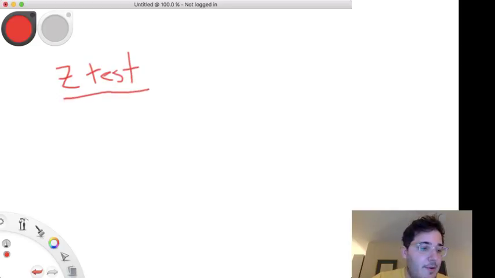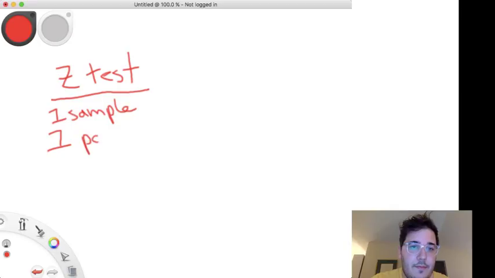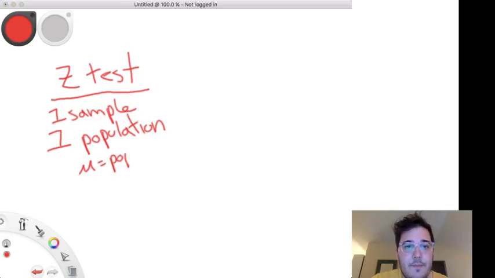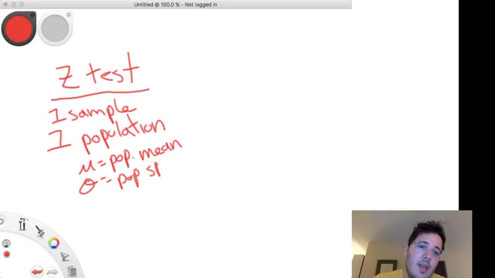So a z-test, remember, is, get my tablet set up right. A z-test is when you have one sample and one population. Right? And the information you have for this is both mu, which is the population mean, and sigma, which is the population standard deviation. So you need both of these in order to do a z-test.